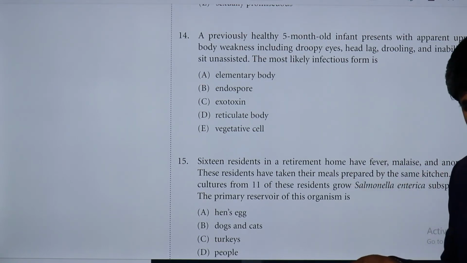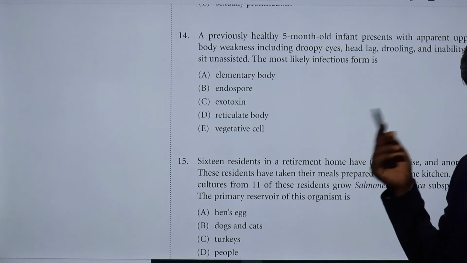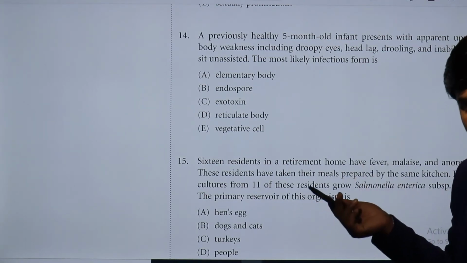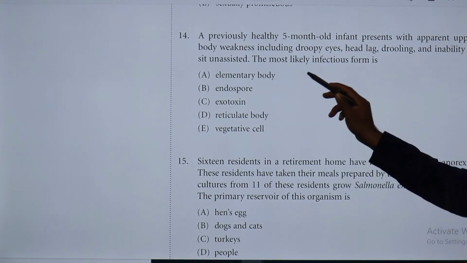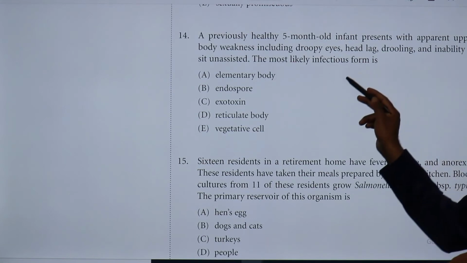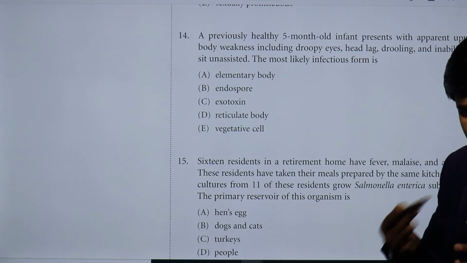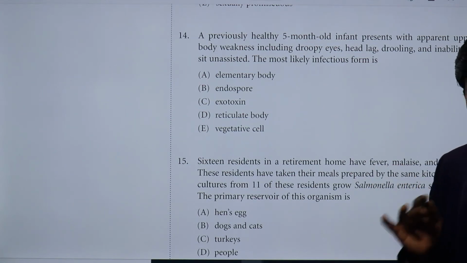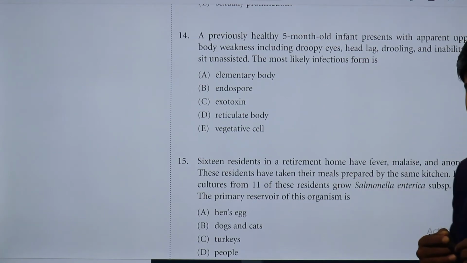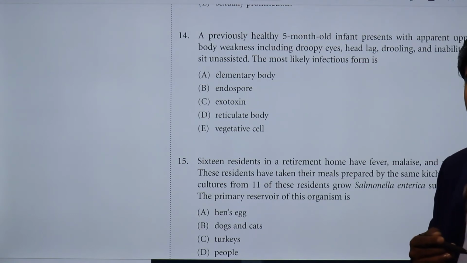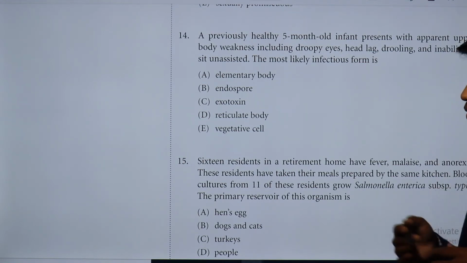That was a botulinum toxin which caused this weakness and all the features of infantile botulism. But they are asking you what is the most likely infectious form. So they are not asking about what happened or what the pathogenesis was. They are asking you what was the infectious form of that bacteria. And obviously the bacteria was transmitted from the honey to the baby in the form of endospore. So what is the answer?